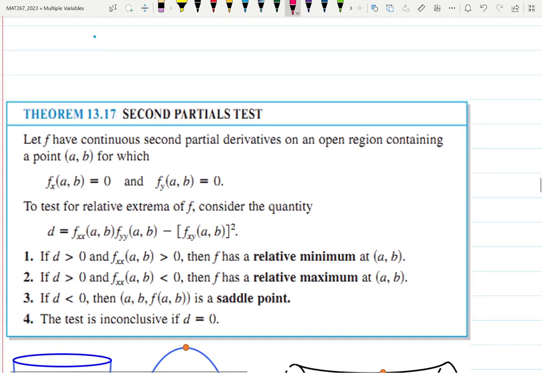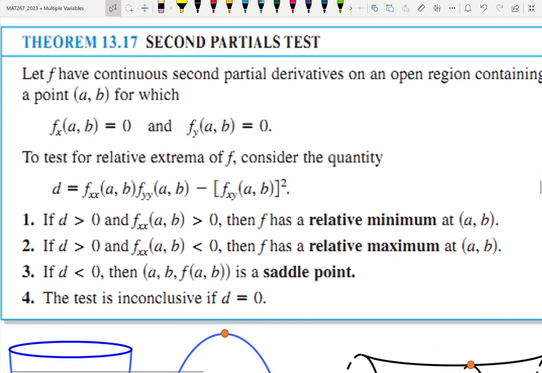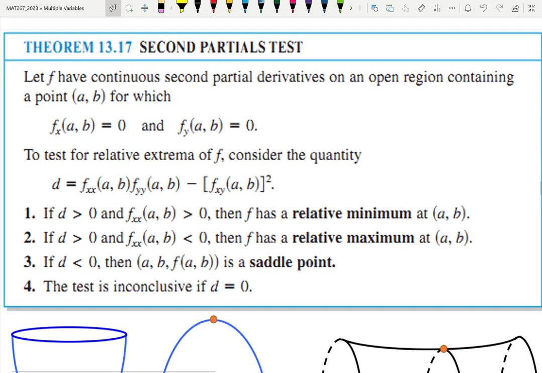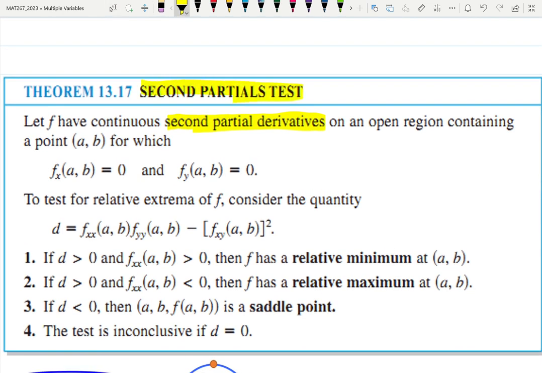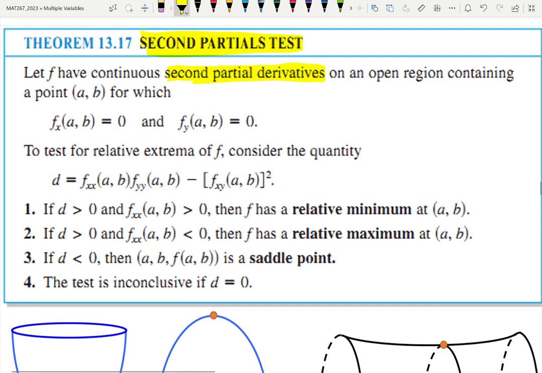So let's see. You have to write it down. That is very important. Let me read it to you. F is continuous and has continuous second partial derivatives. So we're going to be using the second partial test. This book called it the second partial test, second derivative test, second partial derivative test. That's how it's called. But to use a second derivative test, the function should have second derivatives. That's kind of the idea. So continuity here is important, and differentiability is important.